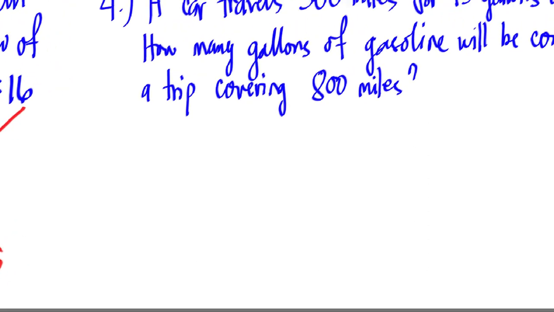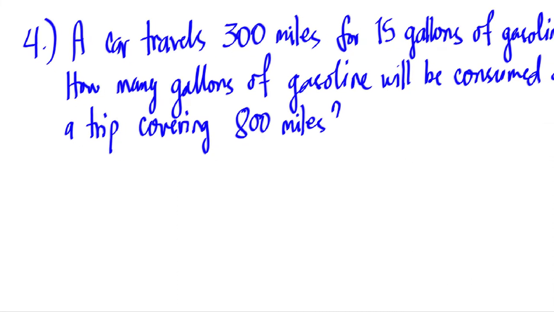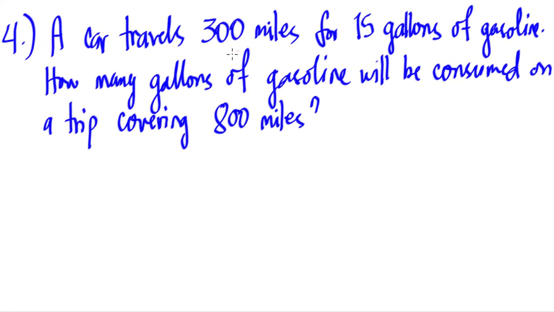Let's move it more. So we have it here. Let me read it once. Number 4. A car travels 300 miles for 15 gallons of gasoline. Meaning for a tank that holds 15 gallons of gasoline, this car can travel up to 300 miles. Or let's just say this is constant. This car can travel 300 miles with 15 gallons in it.